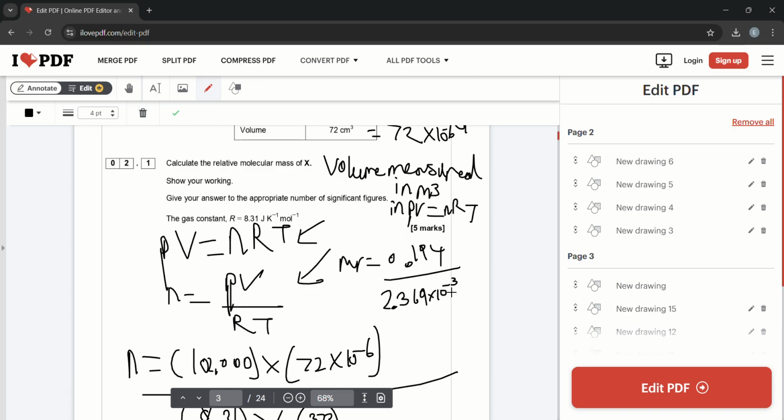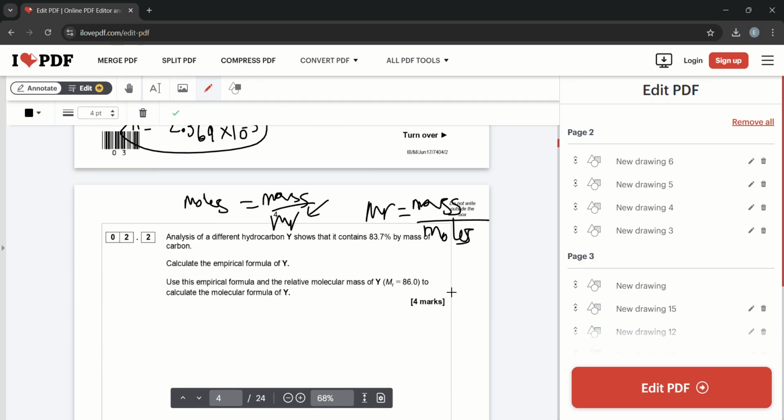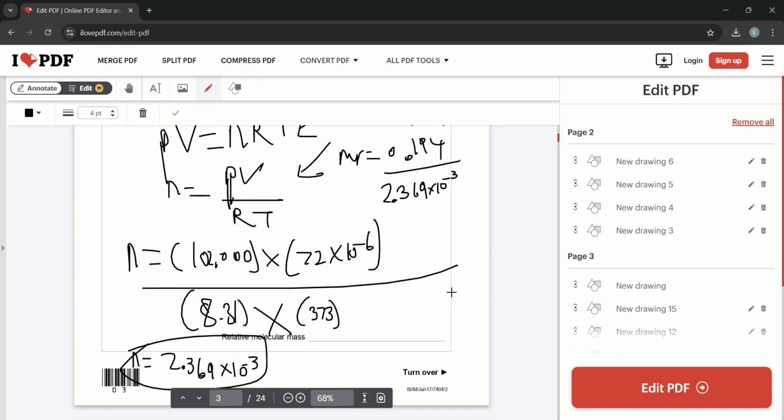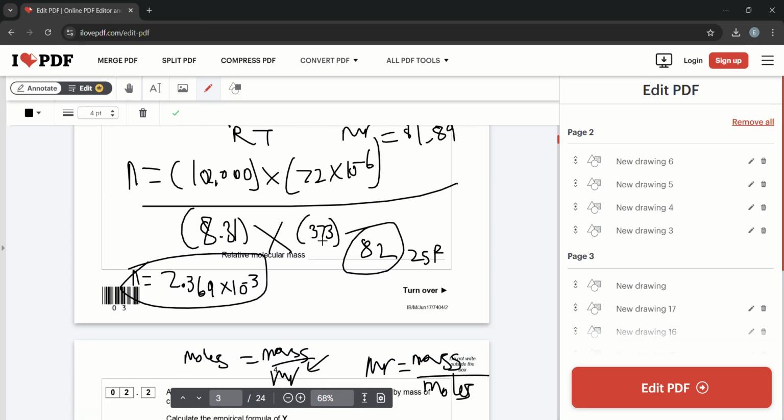And that will give me 81.89. Label that as the Mr. Therefore Mr is 82 to 2 significant figures, because it does say give your answer to an appropriate number of significant figures. That's the end of question 2.1.